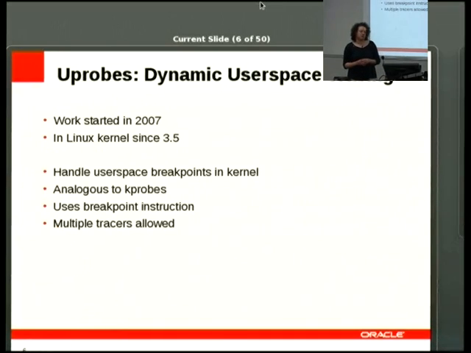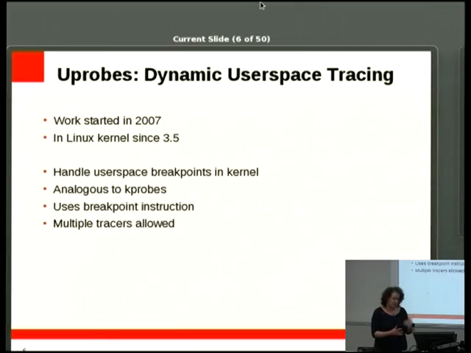So the other construct that we use is Uprobes, and this one allows tracing of user space applications. This was one of the latest things that have been added, and by latest I mean 2007, but this was started in 2005 basically with Kprobes. So things have been building on top of each other.